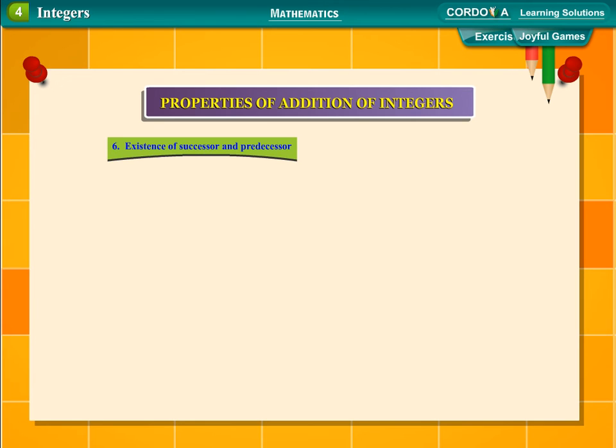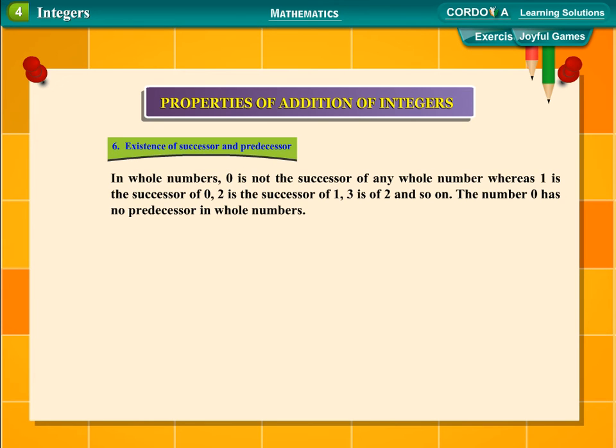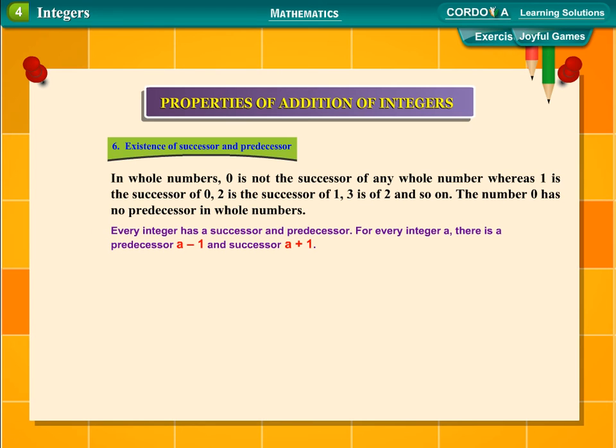Existence of successor and predecessor. In whole numbers, 0 is not the successor of any whole number, whereas 1 is the successor of 0, 2 is the successor of 1, 3 is of 2, and so on. The number 0 has no predecessor in whole numbers. Every integer has a successor and predecessor. For every integer a, there is a predecessor a minus 1 and successor a plus 1. For example, 3 is a successor of 2, 0 is a successor of minus 1 and predecessor of 1.